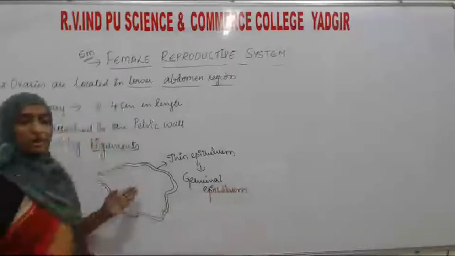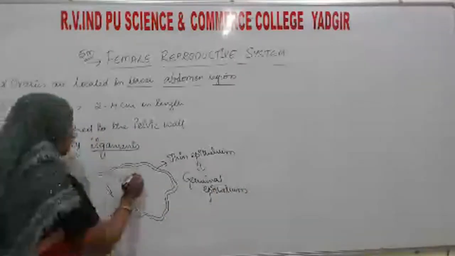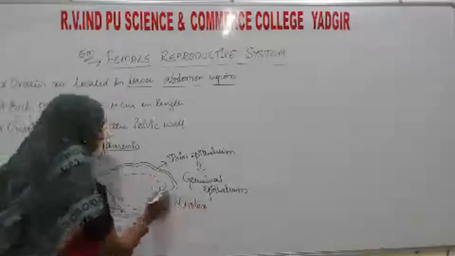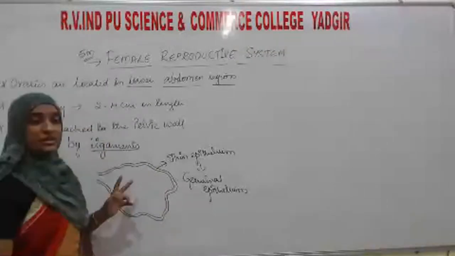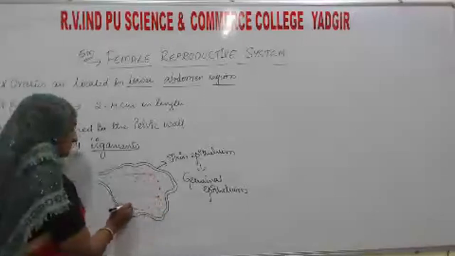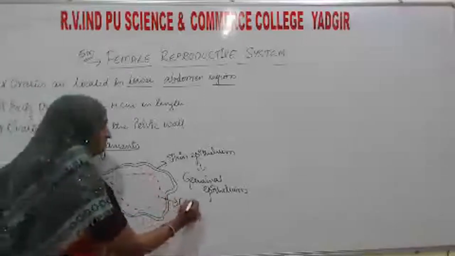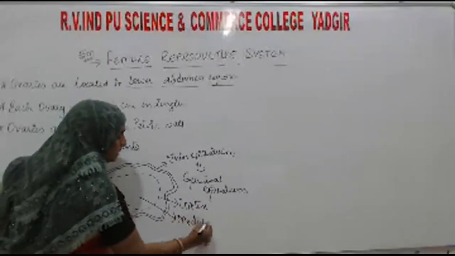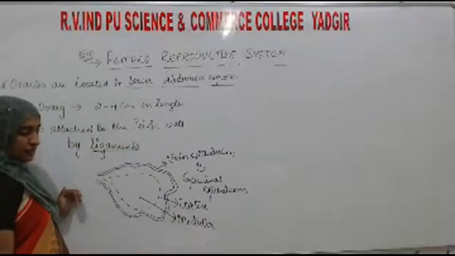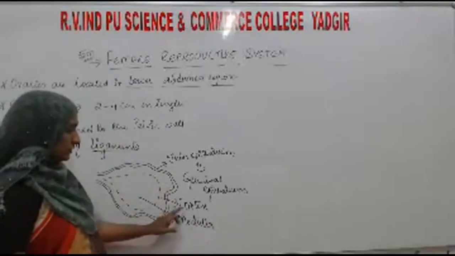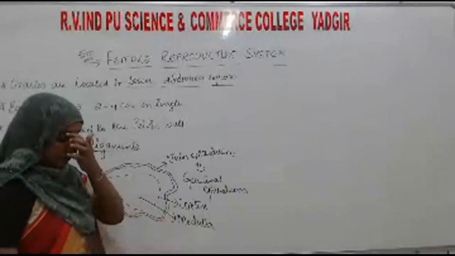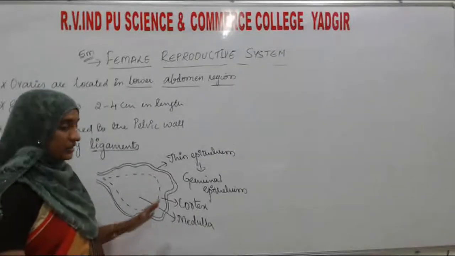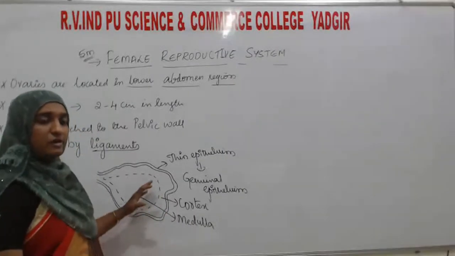And this ovary has the outer cortex region. This is the cortex region, the peripheral region of the ovary. And the middle region we call the inner medulla region. So it has two zones.